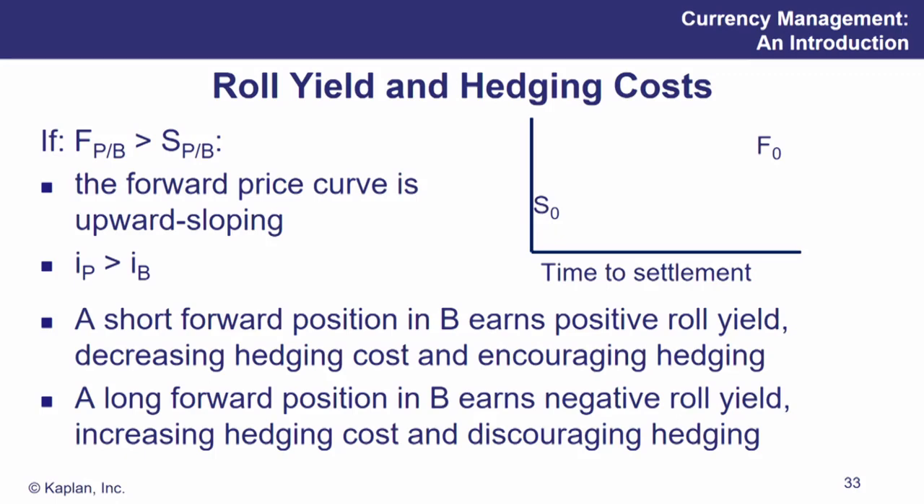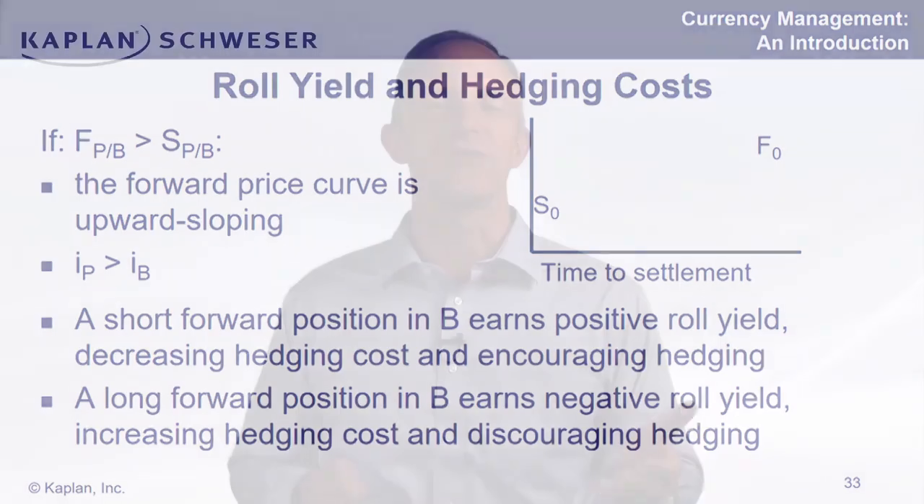Let's also say that the interest rate of the price security, IP, is greater than the interest rate of the base security, IB, okay? So if I have a short forward position in the base currency, that's going to earn me a positive roll yield. That's like the example that I just wrote on the screen on the last slide. So that's going to decrease my hedging costs and encourage hedging, because what did we do?